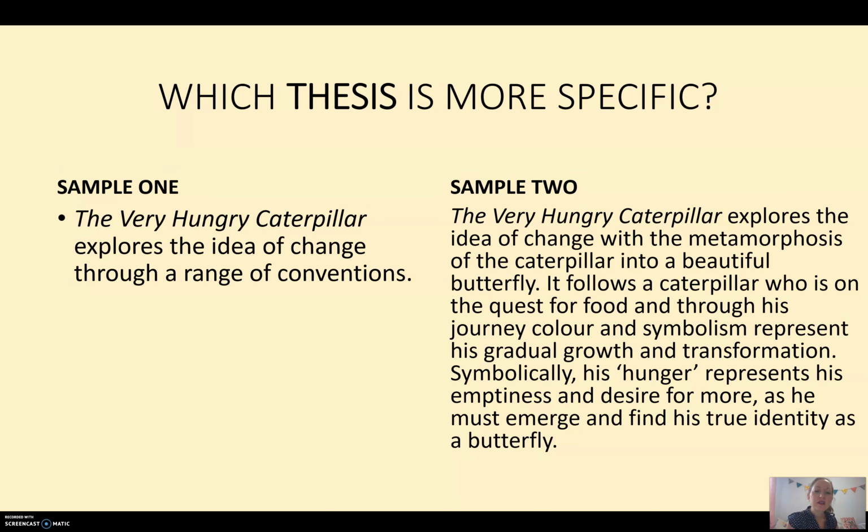So I want you to have a look at two examples, and this is often what we confront as English teachers. I would say this is specificity. Are you being specific enough? So what we don't want to do is restate the question. So sample 1, the very hungry caterpillar explores the idea of change through a range of conventions. So what it lacks is specificity about what that change looks like, and also it doesn't reveal what the conventions are. We'll look at number 2. The very hungry caterpillar explores the idea of change with the metamorphosis of the caterpillar into a beautiful butterfly.